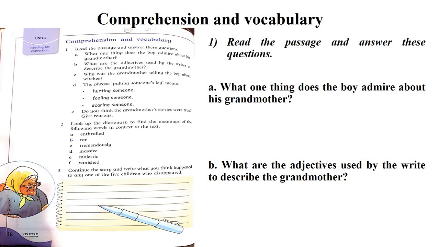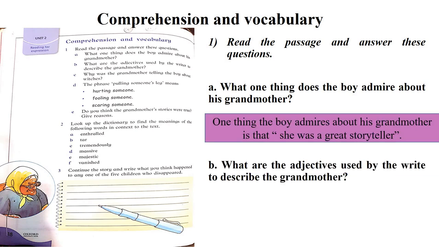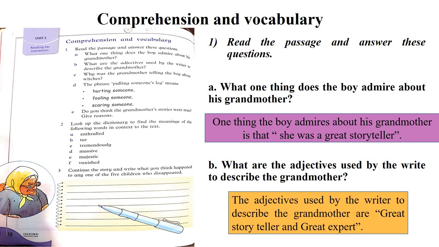The first question is, what one thing does the boy admire about his grandmother? After reading the story, I found out that one thing the boy admires about his grandmother is that she was a great storyteller. The second question is, what are the adjectives used by the writer to describe the grandmother? The answer is, the adjectives used by the writer to describe the grandmother are great storyteller and great expert.